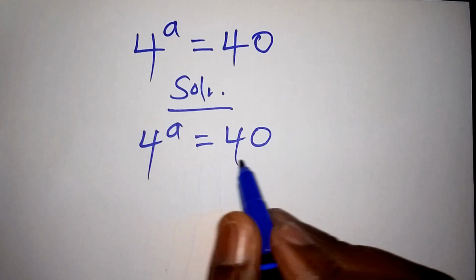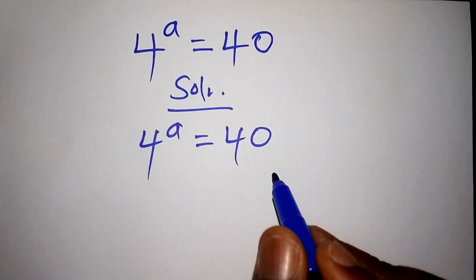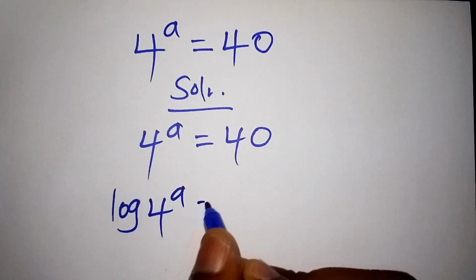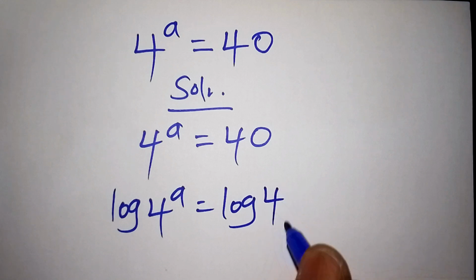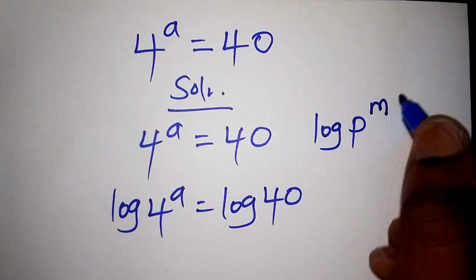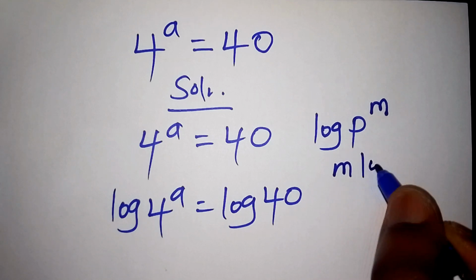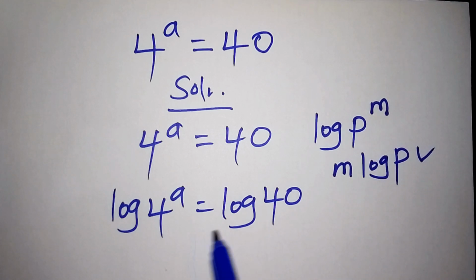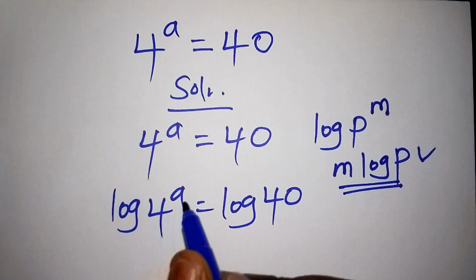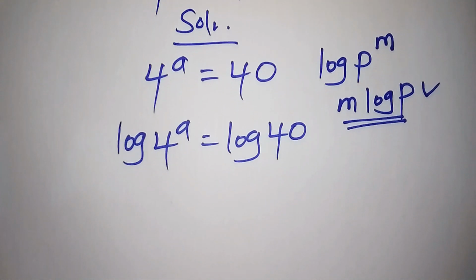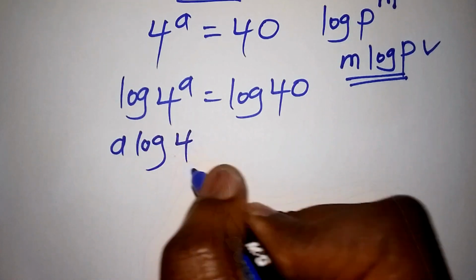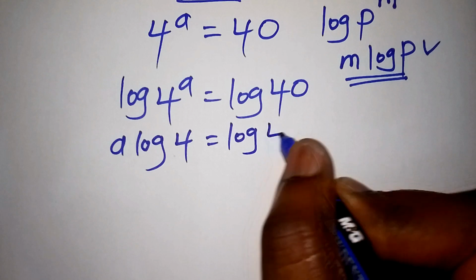To solve for the value of a correctly, we shall introduce the log on both sides. So we have the log of 4 to the power of a equals the log of 40. Assume we have the log of p to the power of m. This can also be written as m times the log of p. In this way, the log of 4 to the power of a becomes a log 4. So now we have a log 4 equals the log of 40.